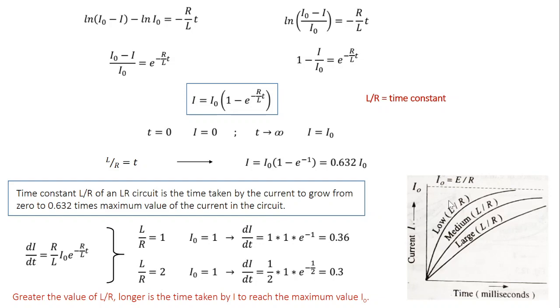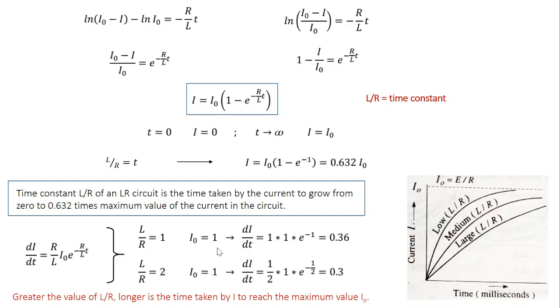Now, when you change L by R, time constant, how does the current vary? For that, let's take the rate of change of current in the LR circuit. So, rate of change of current is given by di by dt. From this expression, you can write down di by dt as R by L I naught e to the power minus R by L into t. Now, we want to find when you change L by R time constant, how does the rate vary? Okay. So, let's give two sample values to L by R. L by R equal to 1 and L by R equal to 2.